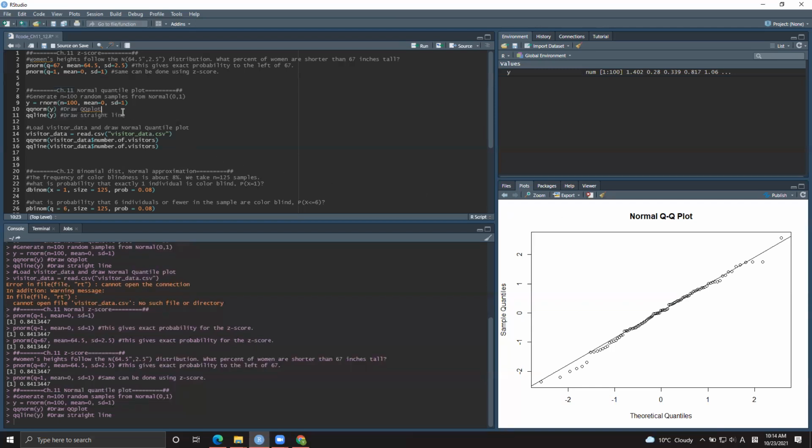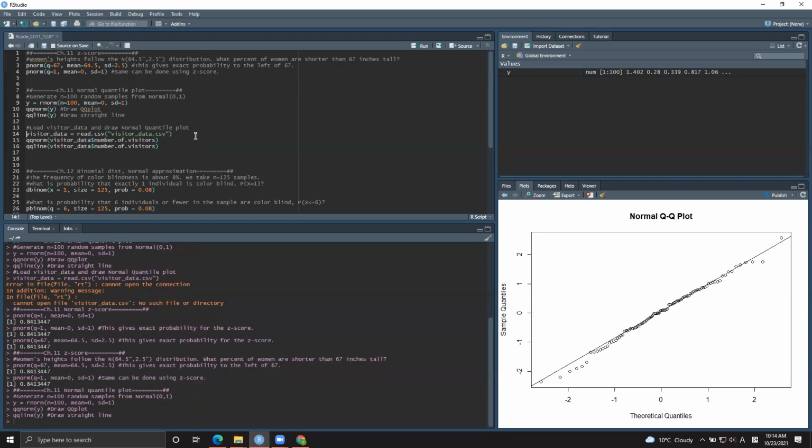So we can see that Y is normal, and when you plot it using QQ norm and QQ line, it shows a straight line pattern, and we conclude that they're both normal. The Y is normal.